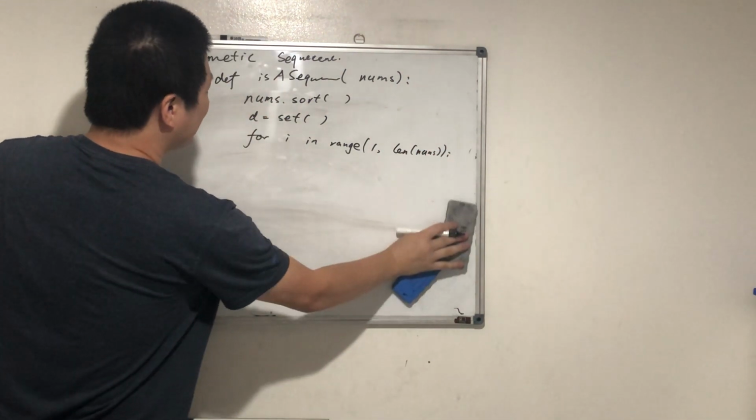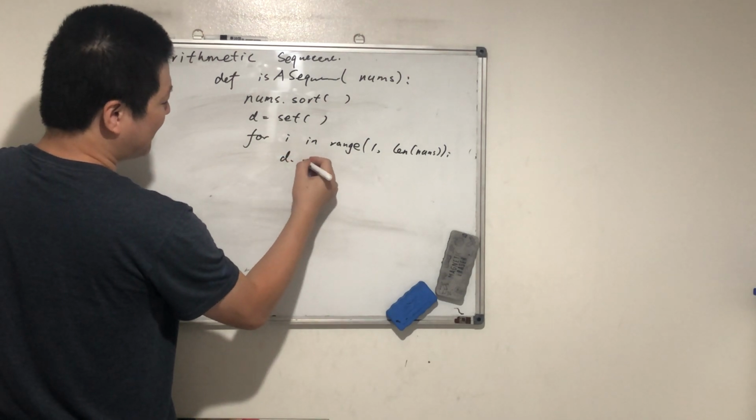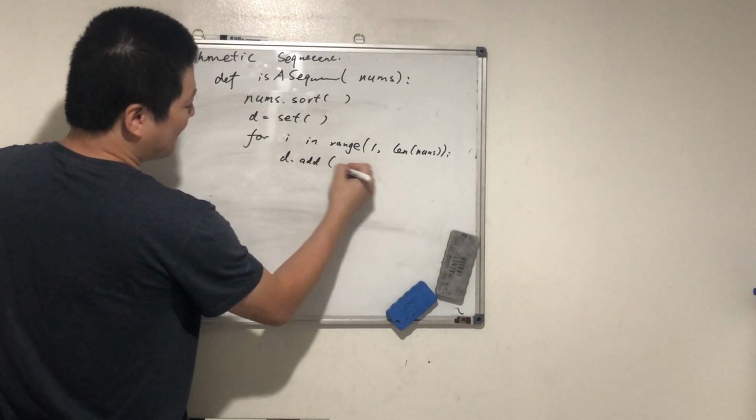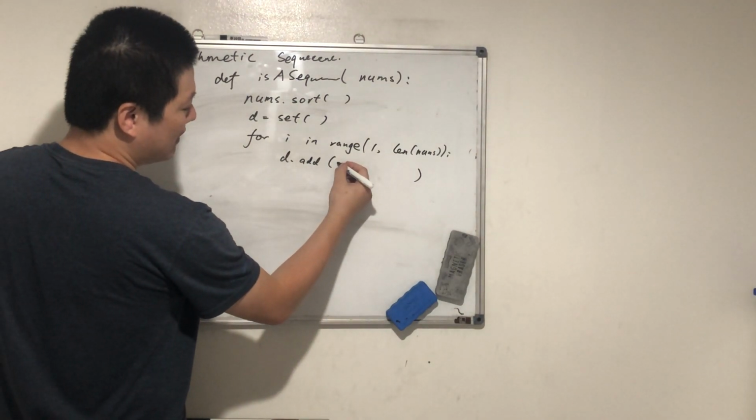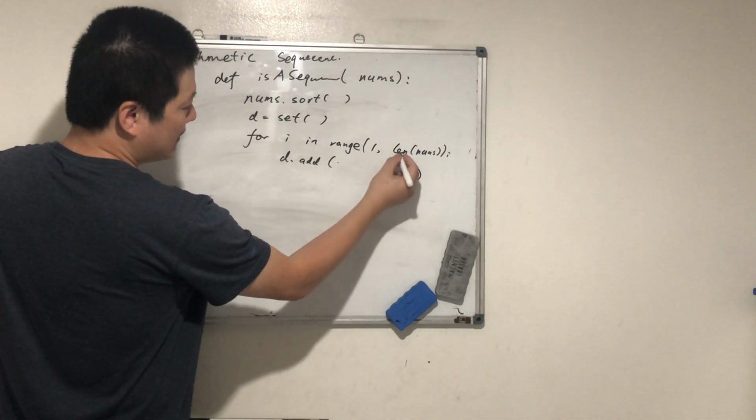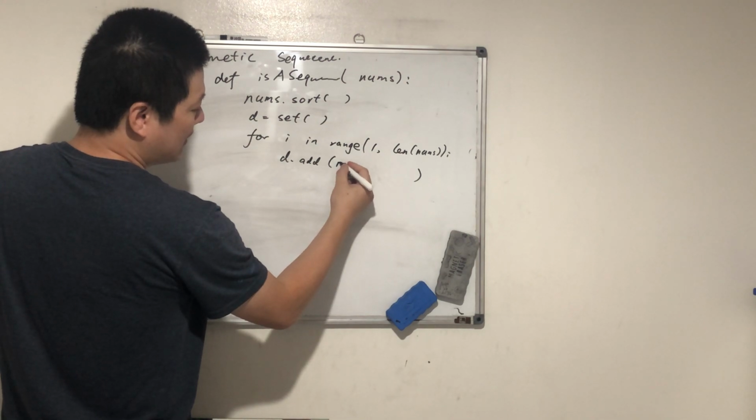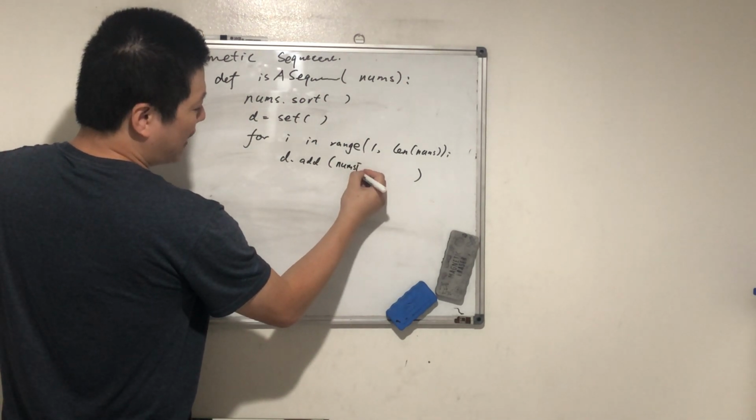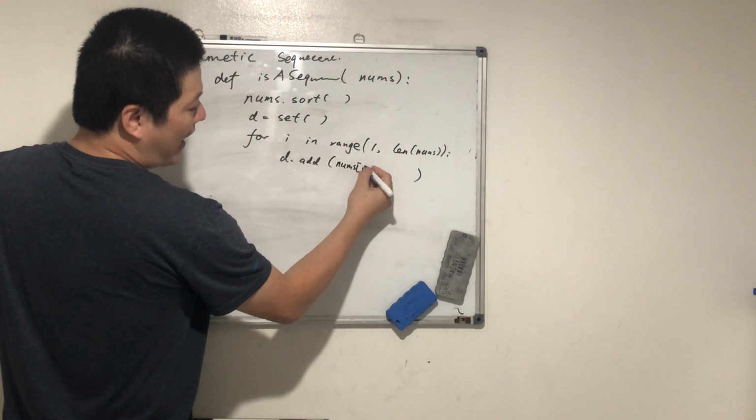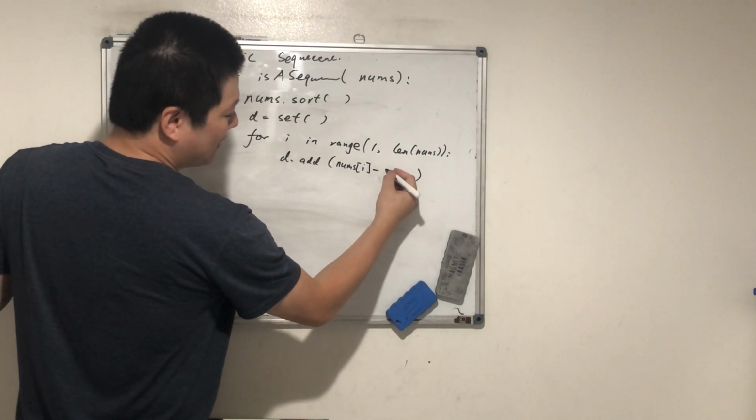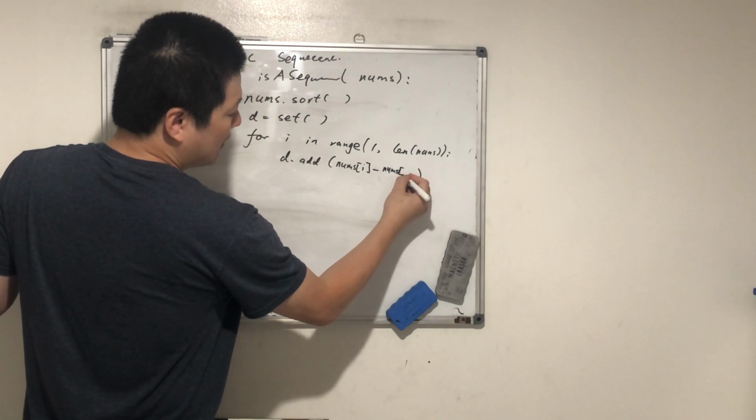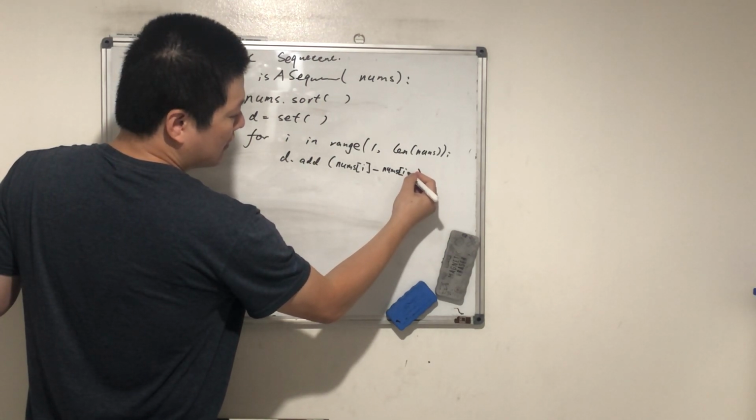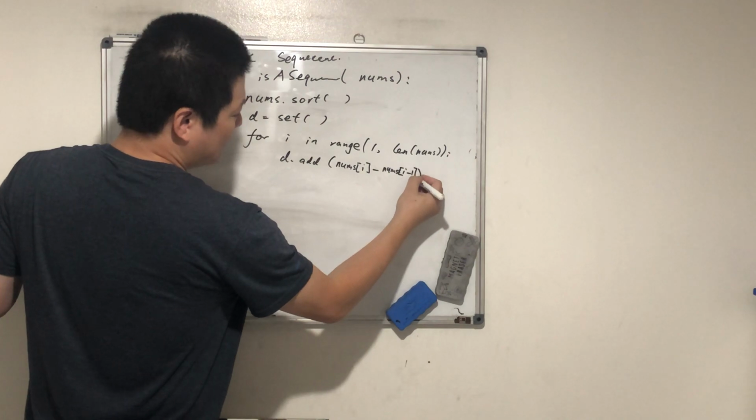Okay, then the distance is what? We want to put this distance, d.add. What's the distance we want to put? D.add what? The nums what? I minus the previous one. Nums I minus nums I minus 1.